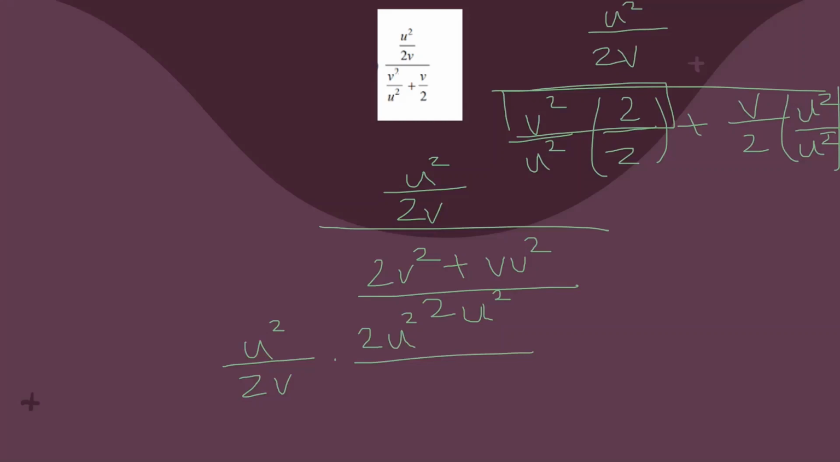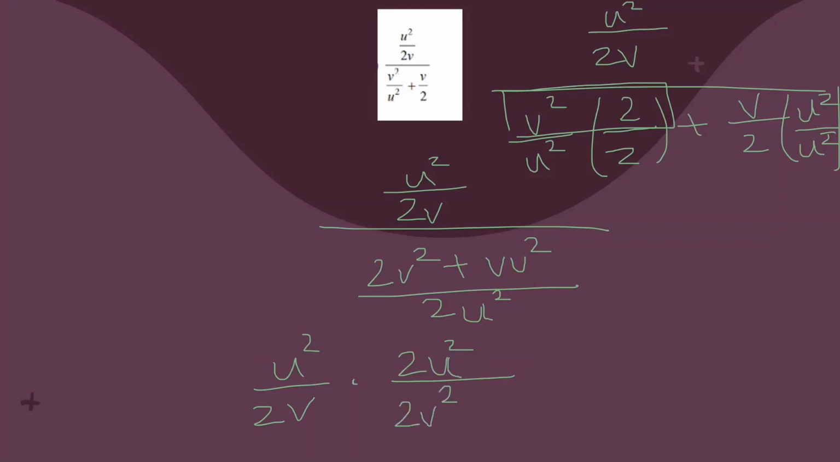It is, you keep it, change it, flip it, or in other words, you multiply the numerator using the reciprocal of the other fraction. So u squared over 2v times the 2u squared that goes in the top, and then the 2v squared plus vu squared that goes in the bottom.